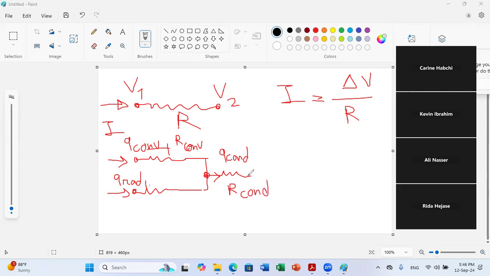And finally, if I have several layers here, let's say A, B, C, you can divide your resistance into three parts. Resistance to conduction in material A, resistance to conduction in material B, so R conduction in B, and finally R conduction in material C. And then you will reach the end of your envelope.